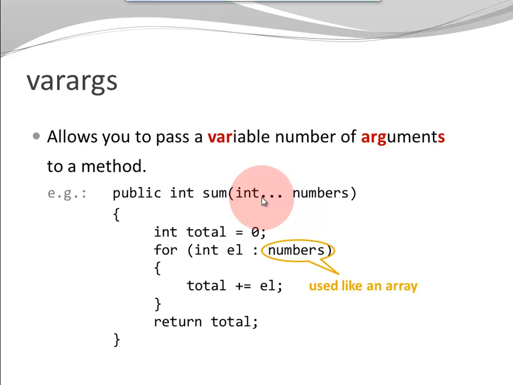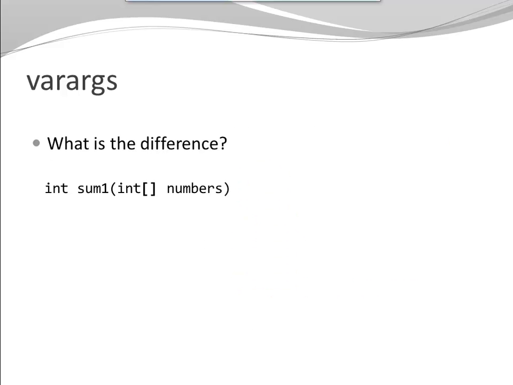Inside the method body, my parameter numbers is treated just like an array. If I change the method header and I passed an integer array instead of int ..., my method body would not change at all. So what difference does it make whether I declare my method sum1 with an integer array or I declare a method sum2 with variable arguments?